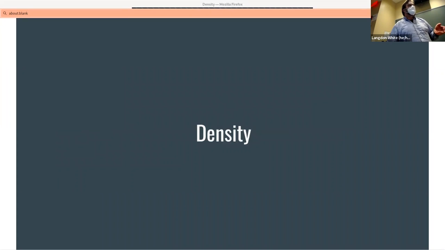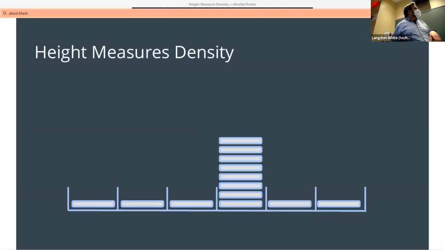So today we're going to talk some more about density. And I think it's a little easier to talk about this with pictures, which is why I have these slides. But basically, when we're talking about a histogram, the density is indicated by the height and width, right? As you can tell, this one has a much higher density than this one.